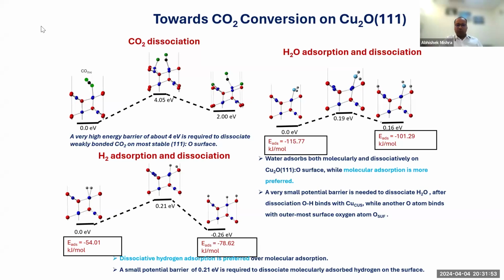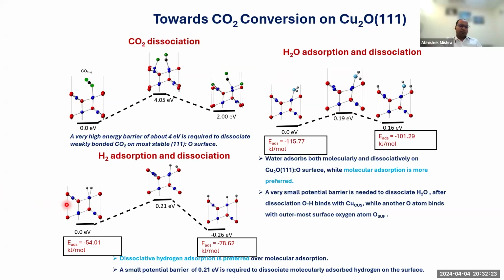Anyway, if you're going to convert the CO2 into methanol, methane, or any other product, you need a hydrogen source. And the hydrogen source can come from two particular options here. Either you can dissociate the water molecules over the surface. So this is the water molecule attached, and then I try to dissociate, and the calculation shows that you need just 0.2 electron volt energy to dissociate water molecules over this 111 surface.